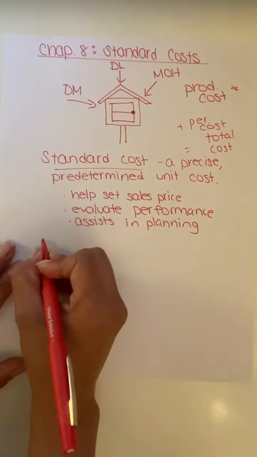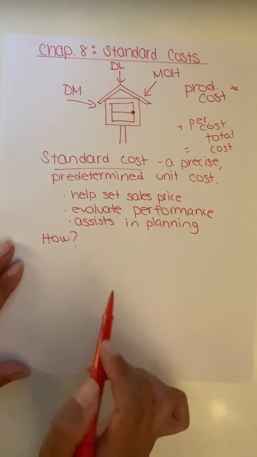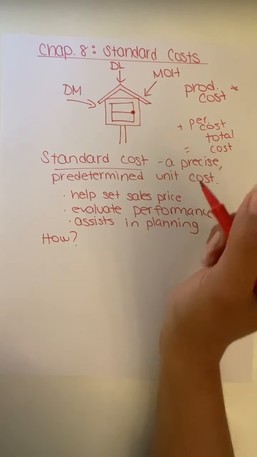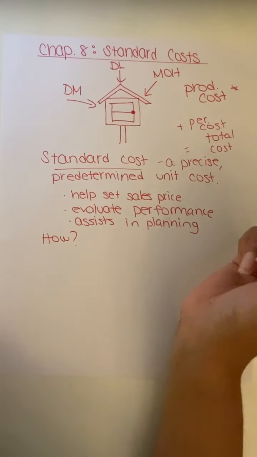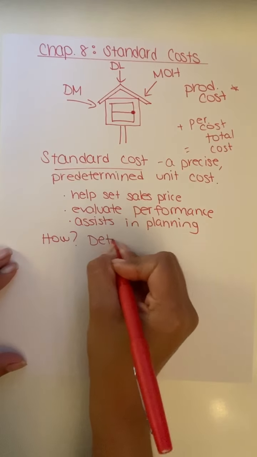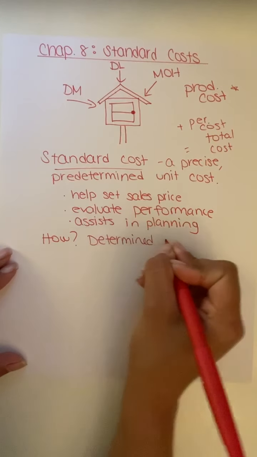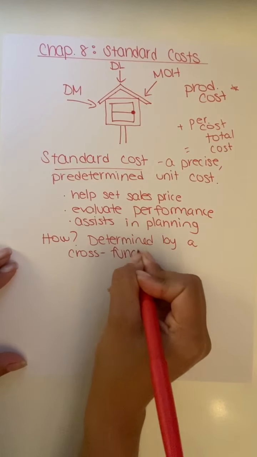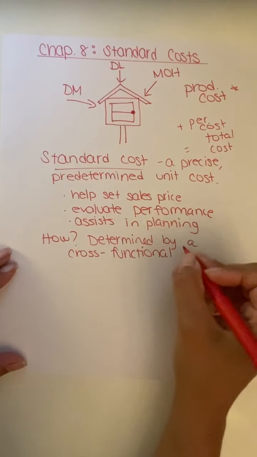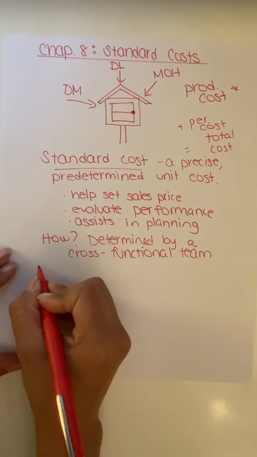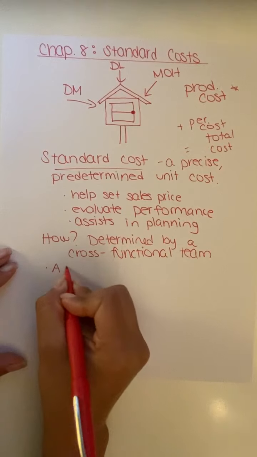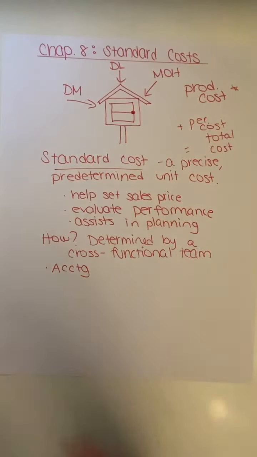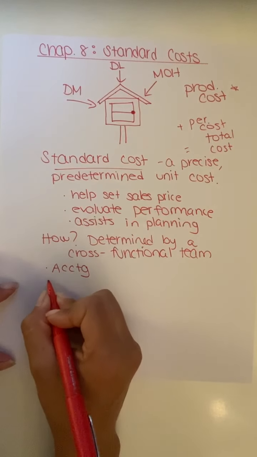Now, how do they calculate it? How do they go about calculating it? We said it needs to be precise. It can't just be guesses. Also, it cannot rest on the shoulders of one person or one department. So it needs to be determined by a cross-functional team. That just means they don't all reside in one department, right? So who should that include? That should include accounting, right? Because we have all the historical financial figures and we know how to measure costs. So it should include accounting.